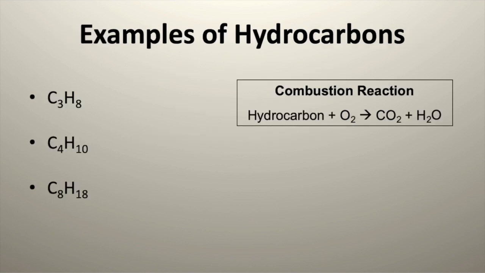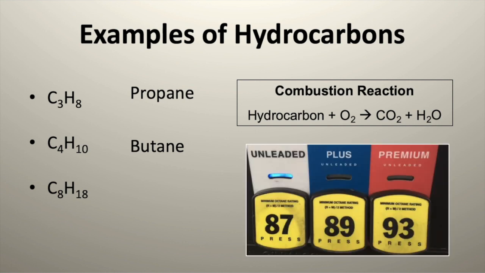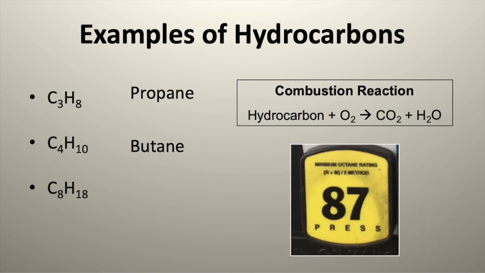There are many hydrocarbons, and we are familiar with several. C3H8 is known as propane. Many homes use propane as a fuel source for heat, as do gas grills. C4H10 is known as butane, which is used for lighter fluid. C8H18 is octane and is used as fuel for automobiles.